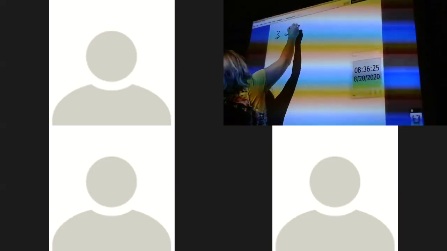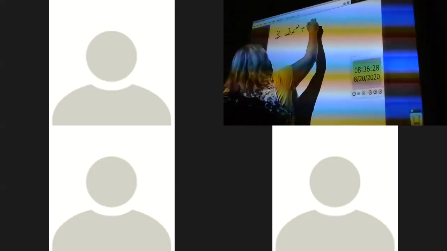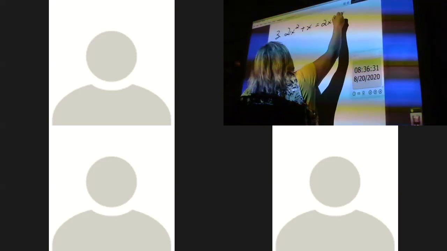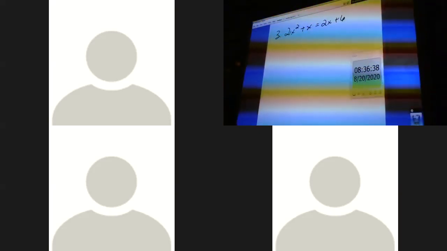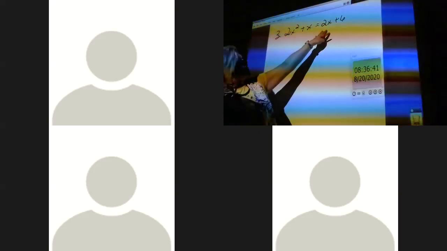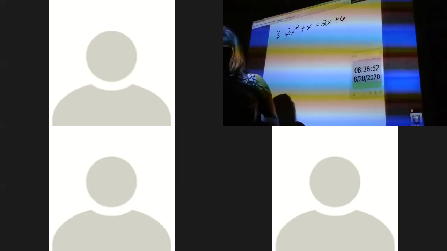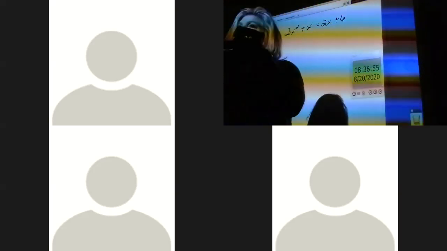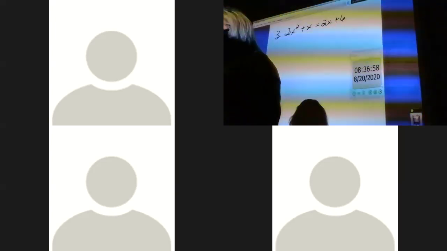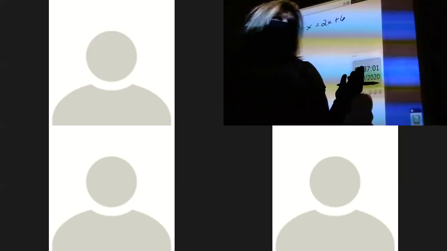Okay, so our last bell ringer, which is actually just an activator, is 2x squared plus x is equal to 2x plus 6. Now that I put it equal to something, it's no longer an expression, it's what? An equation, because it's got the equal sign. So up until this point, we couldn't solve anything. All we could do is factor because it was just an expression. Now it's an equation, so we can solve.